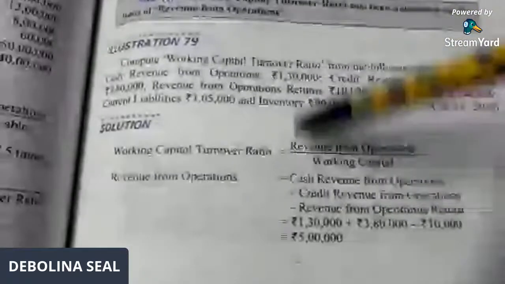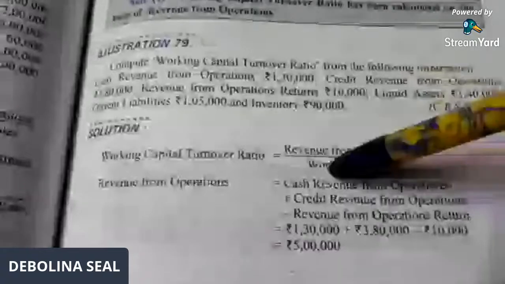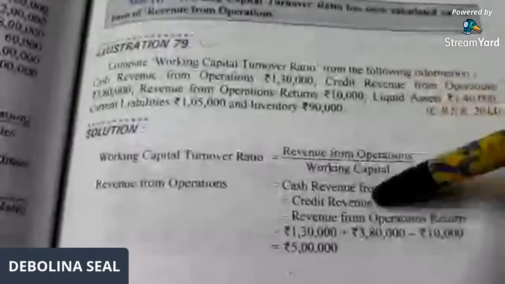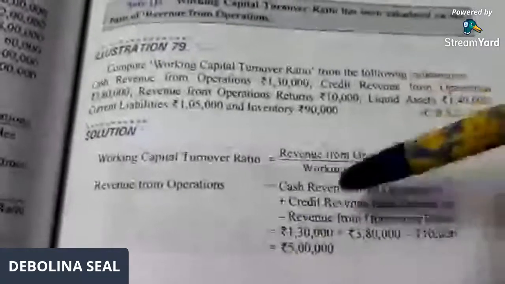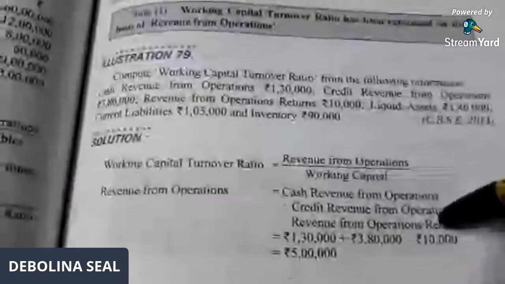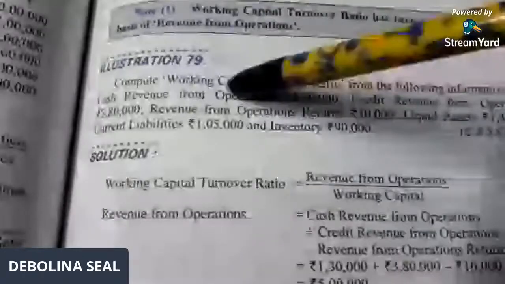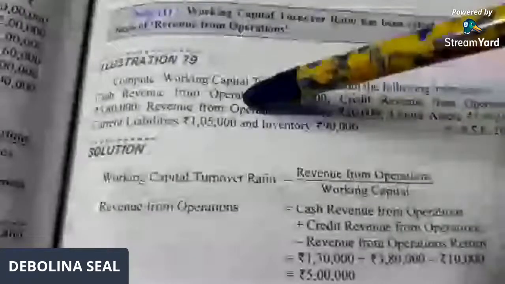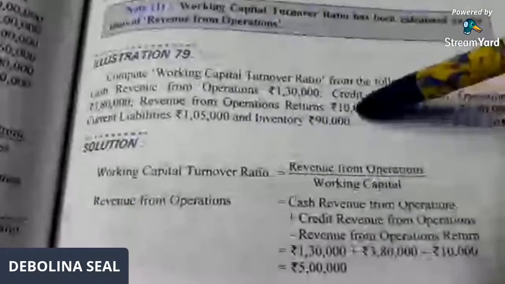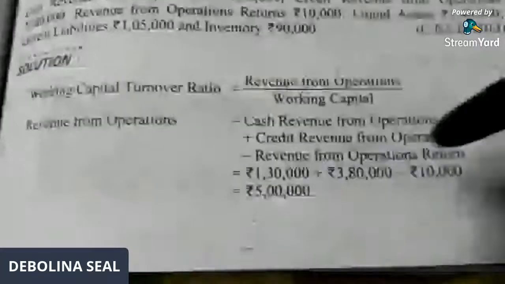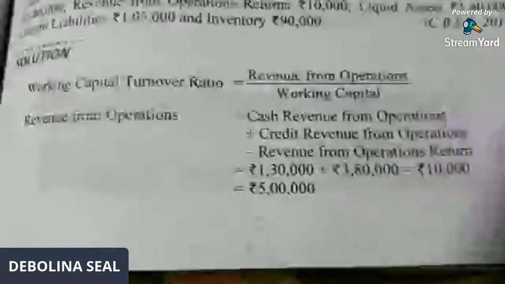So revenue from operation, how are you going to calculate? Cash revenue from operation and credit revenue from operation, both you are going to add. From there you will subtract revenue from operation returns, all the purchase returns and sales returns you will subtract. So here you have cash revenue from operation 1,30,000, credit revenue 3,80,000, and revenue from operation returns 10,000, this you are going to subtract. So 1,30,000 plus 3,80,000 minus 10,000 is 5 lakhs. So we have got revenue from operation.